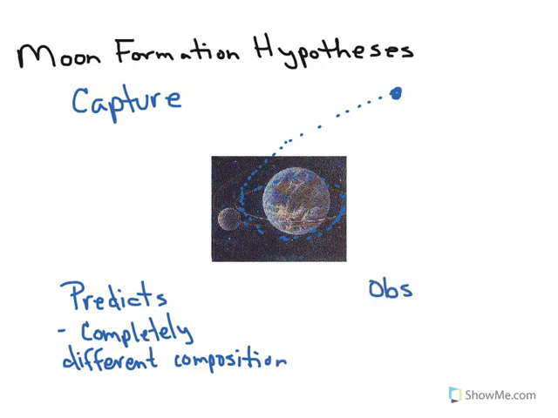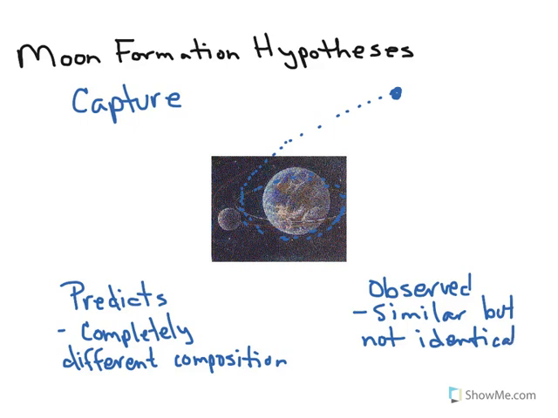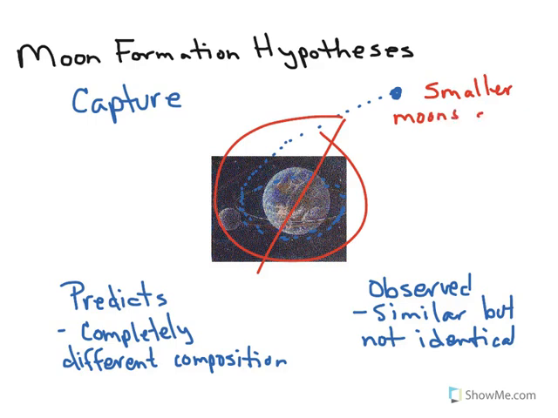Again, what we observe is similar but not identical composition. So once again, our observations eliminate this hypothesis. Again, this is physically possible. The smaller moons of the Jovians plus Mars's moons are all thought to be captured.